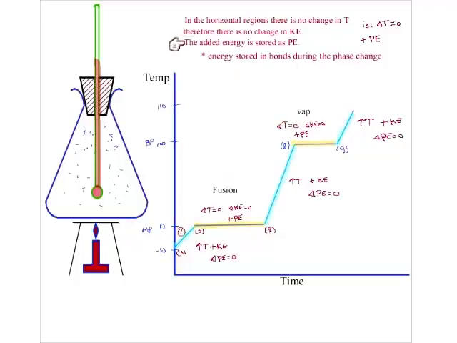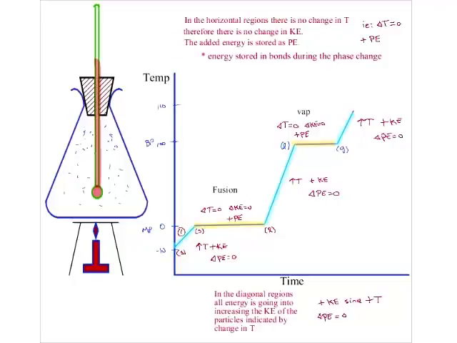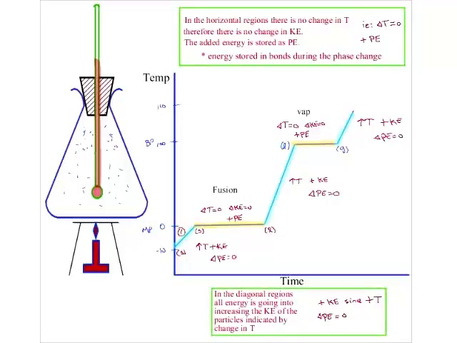The added energy is being stored as Pe. Okay, so there we go. The diagonal regions are the regions where we're seeing an increase in kinetic energy, because this is where we see the change in temperature. And I'll leave that down there, I guess. What I'll do is I'll put two boxes around that. Okay, and there we go.